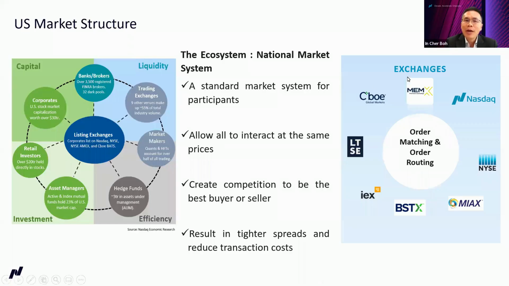To understand the US market, we first need to understand the US market structure and the ecosystem within the US market. Firstly, the national market system. This national market system creates a standardized market system for issuers, investors, and liquidity providers, allowing companies, investors, and traders to interact at the same price despite each participant's varied time horizon and different trading signals.